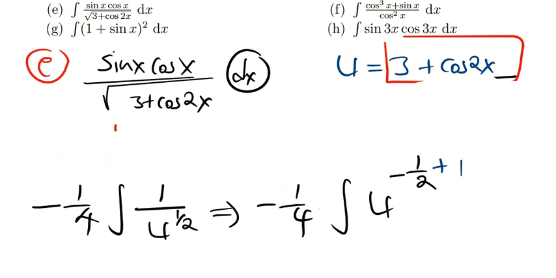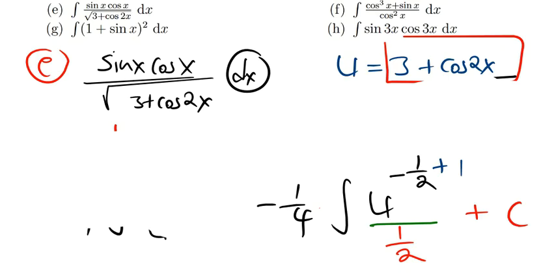So whatever you get as a result there, you need to divide by it as well, which is of course going to be negative half plus 1. 1 minus half is just half, right? And plus constant c. So our final answer will be negative 1 over 4.